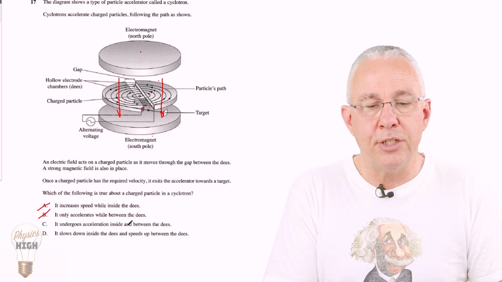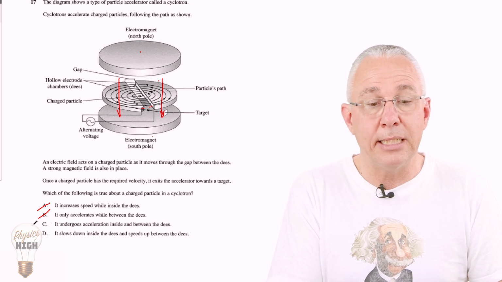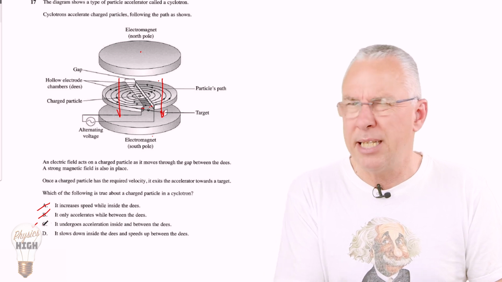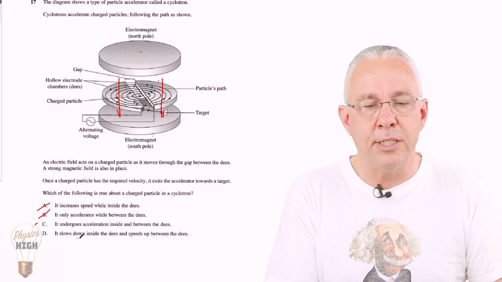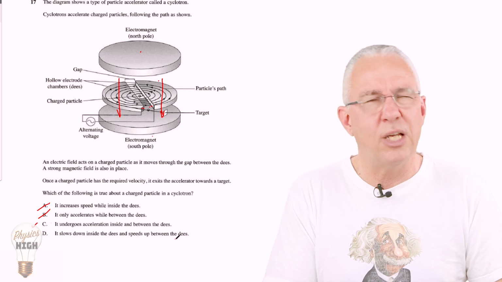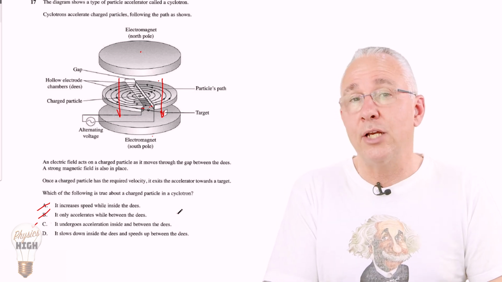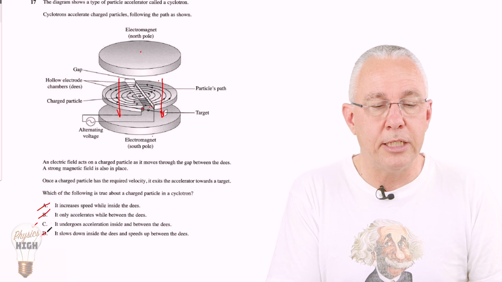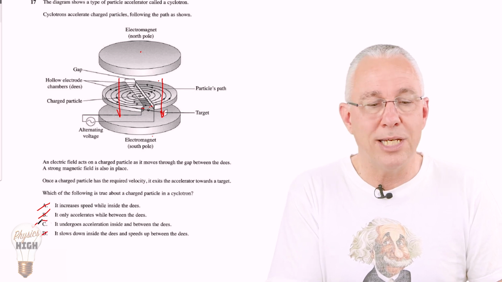C, it undergoes acceleration inside and between the Ds. Well, that makes sense. So the answer ends up being C, but let's just check D. It slows down inside the Ds and speeds up between the Ds. No, it doesn't slow down, it's turning at a constant speed, and so therefore D is excluded. Our answer is, of course, C.